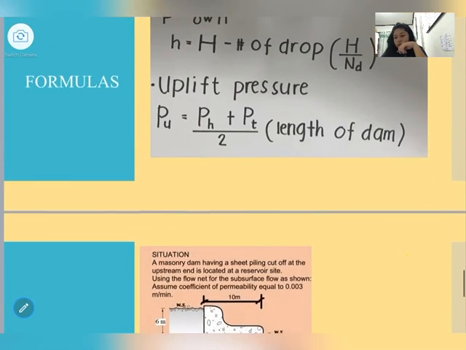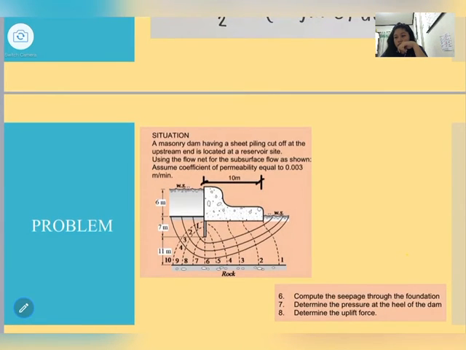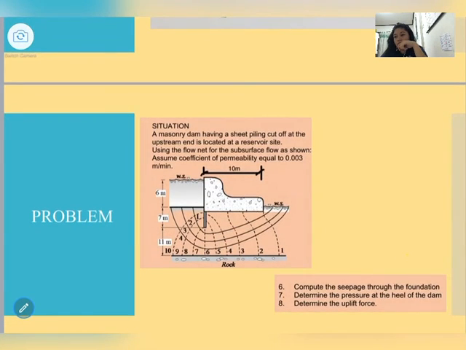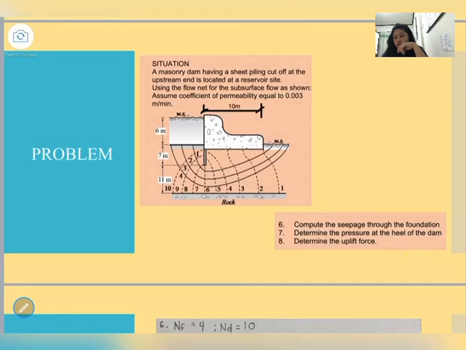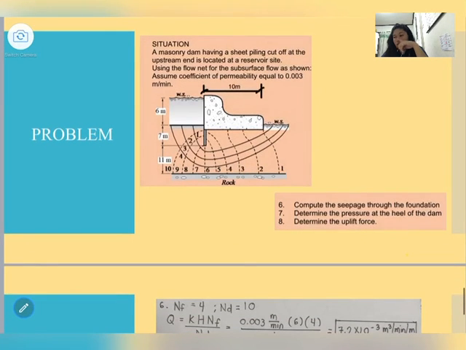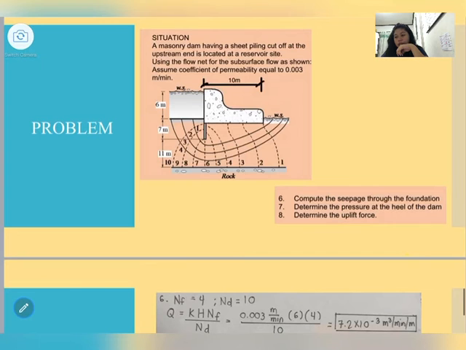So, example. A masonry dam having a sheet piling cut off at the upstream is located at a reservoir site. Using the flow net for the subsurface flow as shown, assume the coefficient of permeability to be 2.003 meters per meter. Compute the seepage through the foundation, determine the pressure at the heel of the dam, and determine the uplift force.